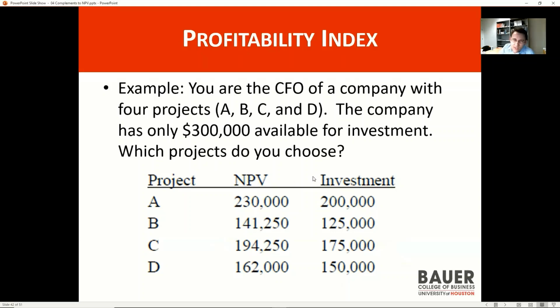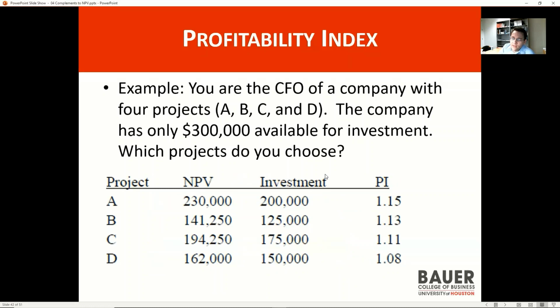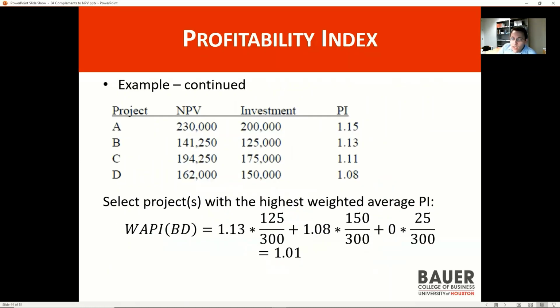Just find the combination that gives you the highest NPV. So in this case, you can probably just see right away what's the best thing to do. You're going to want to invest in B and C together. B and C is giving you the full $300,000 investment. You're using everything you can.